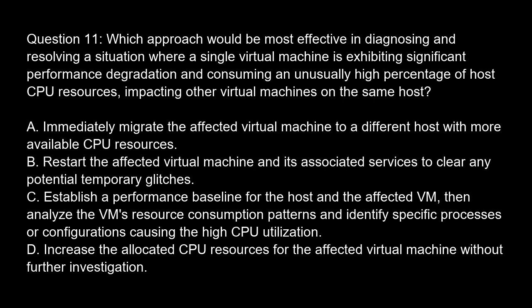Option B. Restart the affected virtual machine and its associated services to clear any potential temporary glitches. Option C. Establish a performance baseline for the host and the affected VM, then analyze the VM's resource consumption patterns and identify specific processes or configurations causing the high CPU utilization. Option D. Increase the allocated CPU resources for the affected virtual machine without further investigation.